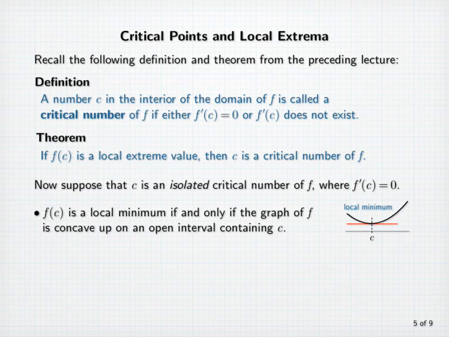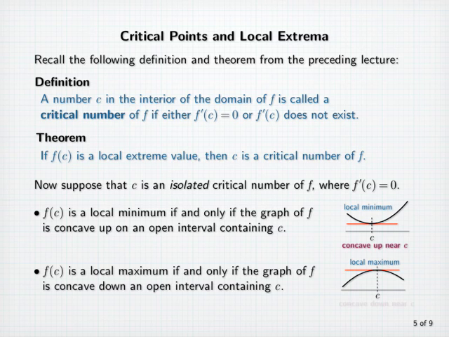f of C is a local minimum if and only if the graph of f is concave up on an open interval containing C. And f of C is a local maximum if and only if the graph of f is concave down on an open interval containing C. These facts suggest that concavity may be used as a way of classifying critical numbers. In fact, a simplified version of these ideas takes the form of a test called the second derivative test for classifying critical numbers.